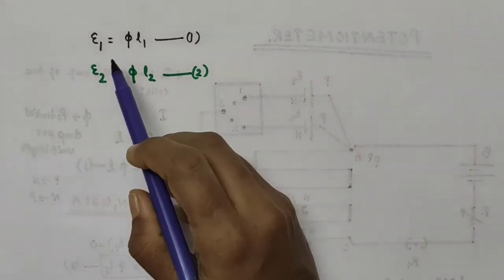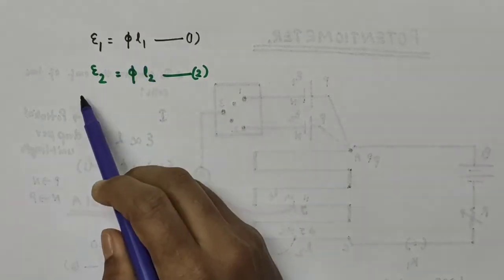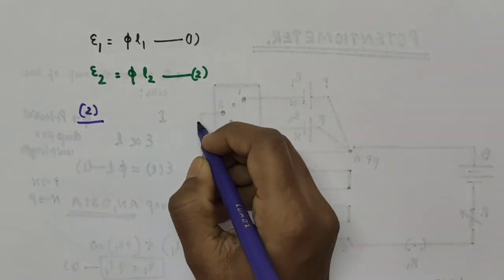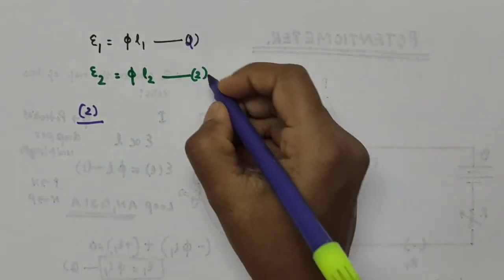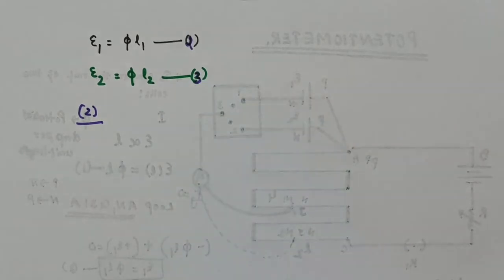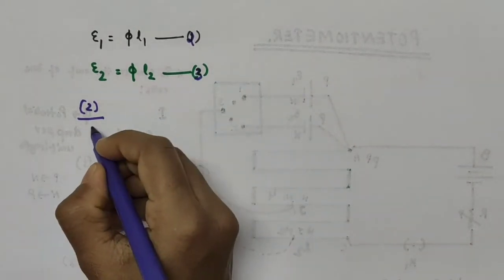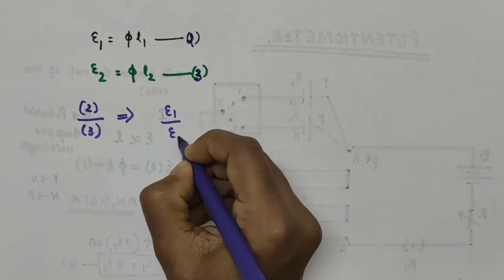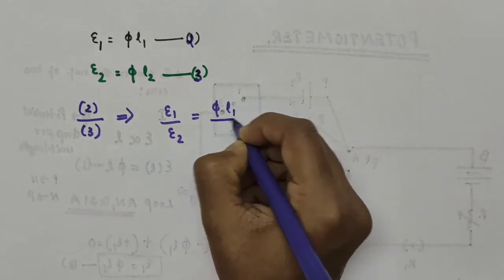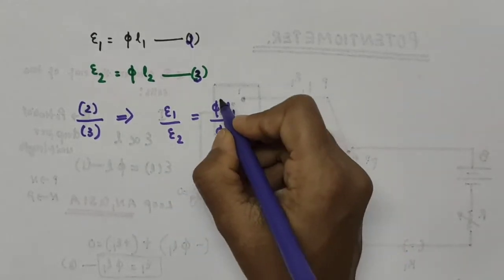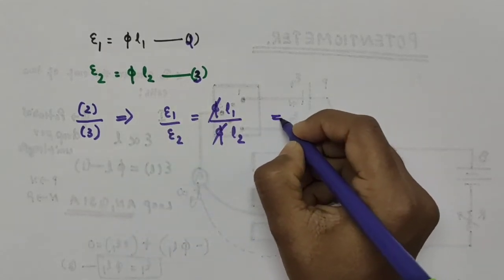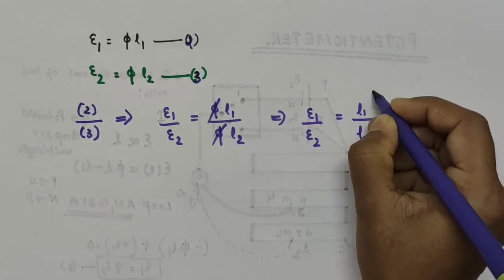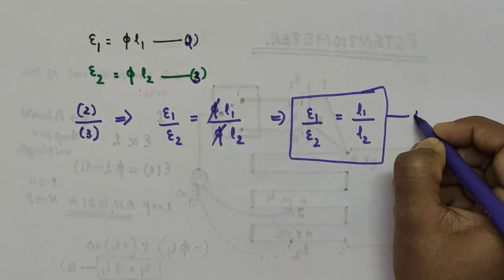So we got two equations. One is E1 equal to phi L1, another one is E2 equal to phi L2. This was equation number 2 actually, and this was equation number 3. So equation number 2 divided by equation number 3 gives us E1 divided by E2 is equal to phi L1 divided by phi L2. This phi cancelled, no? So we are getting E1 divided by E2 is equal to L1 divided by L2. I'm taking this as equation number 4.